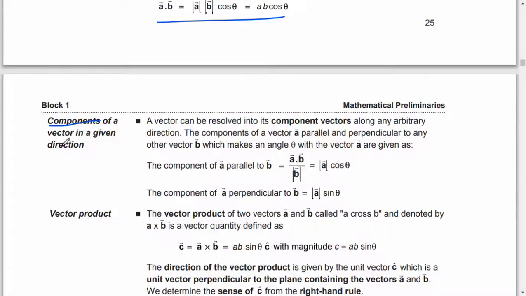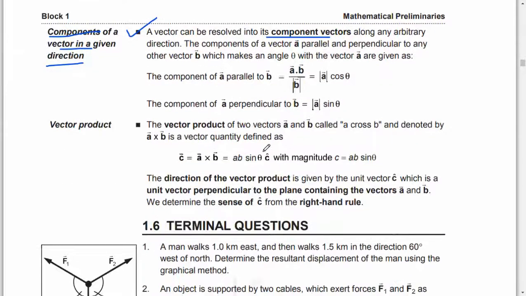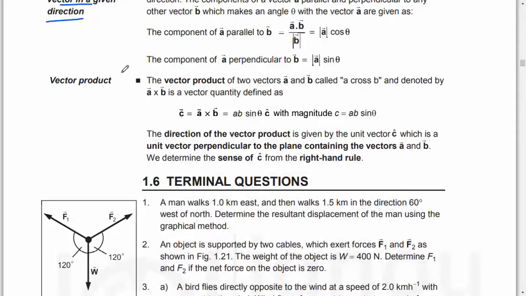Components of a vector in a given direction. A vector can be resolved into its component vectors along any arbitrary direction. The components of a vector A parallel and perpendicular to any other vector B, which makes an angle theta with vector A, are given as: the component of A parallel to B equal to A dot B by mod of B, equal to mod A cos theta. The component of A perpendicular to B is mod of A sin theta.